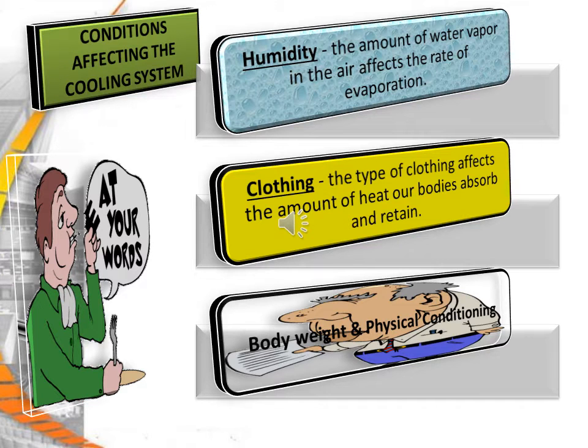Humidity is the amount of water vapor in the air which affects the rate of evaporation. Clothing, the type of clothing affects the amount of heat our bodies absorb. Darker color clothing will absorb more heat than lighter color clothing. Also, our body weight and physical conditions affect your cooling system.